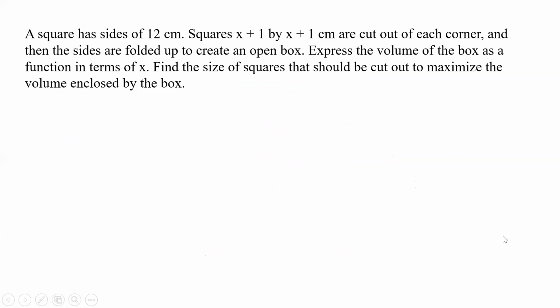All right, so another one where it looks like we have to maximize. So it says a square has sides of 12 centimeters. So we're doing square now. So we have something with all the same sides. And what we're going to do is cut out, these are 12 by 12, x plus 1 by x plus 1 centimeter squares out of each corner. And so we're cutting out the corners again.